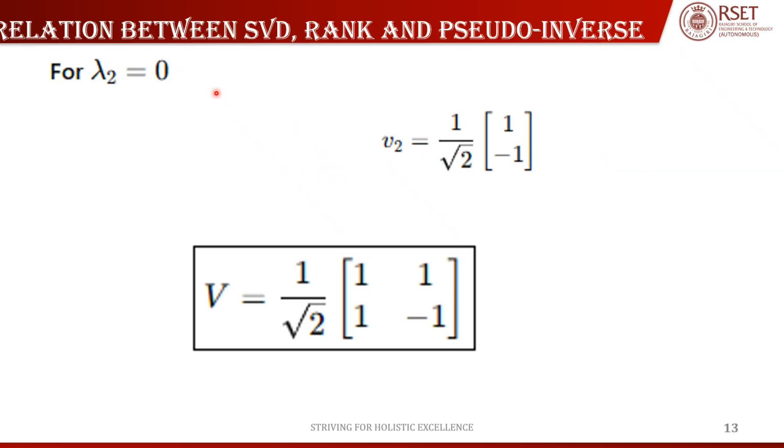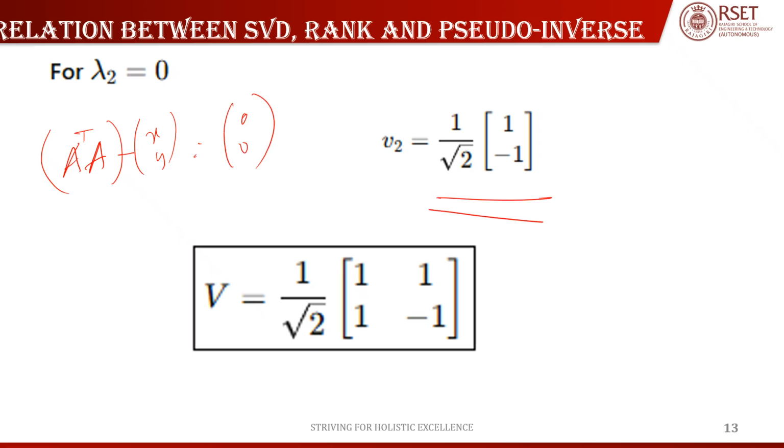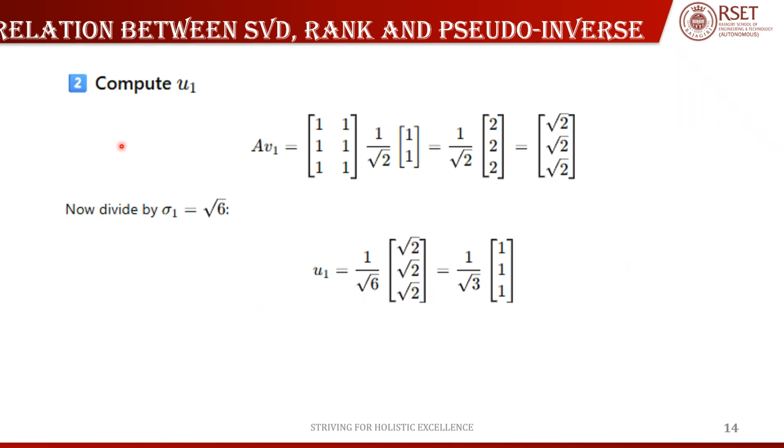And when lambda 2 is equal to 0, what happens? We will find the corresponding eigenvector by doing A transpose A minus lambda I, but here lambda is 0, so we'll have A transpose A into v, let me take v to be x y, equal to 0 0, and you can get the second eigenvector, and you have the second eigenvector v2 to be this one. I will just form V by writing them in the columns. This is your v1 and this is your v2. So you have V now.